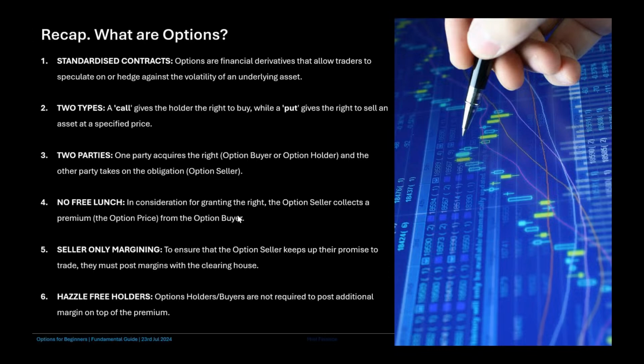Finally, insofar as the buyer, the holder, is concerned, it's hassle-free. Having paid the premium, they don't have to worry about anything else, as I mentioned earlier. So the option holders or buyers are not required to post additional margin once the premium has been paid.